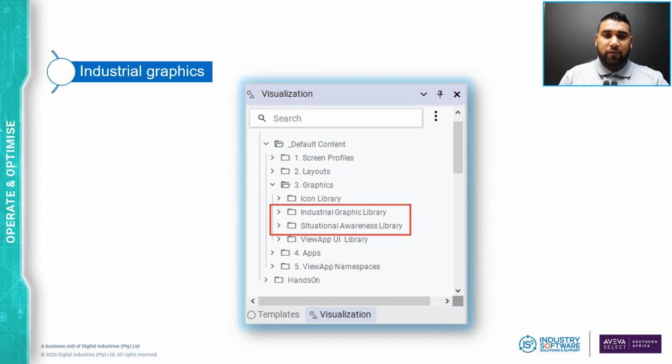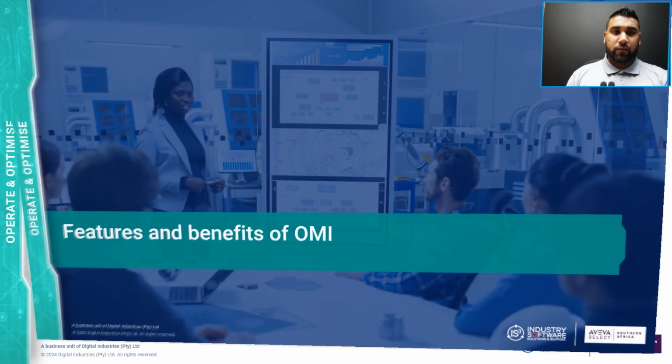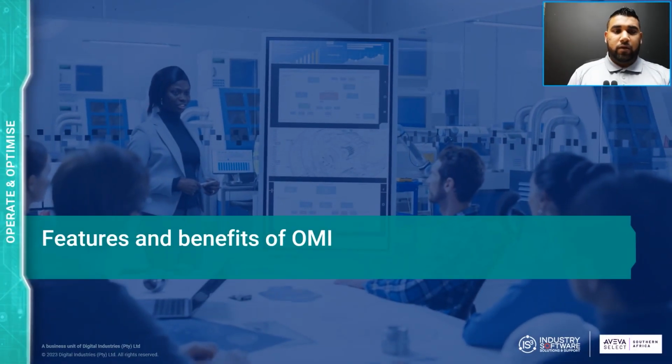Pre-built libraries of symbols are provided with System Platform, including the Industrial Graphic Library and the Situational Awareness Library. You can use symbols from these libraries in your application or create your own symbol with the graphic editor in the System Platform IDE. Okay, so let's take a look at some of the features and benefits of OMI.